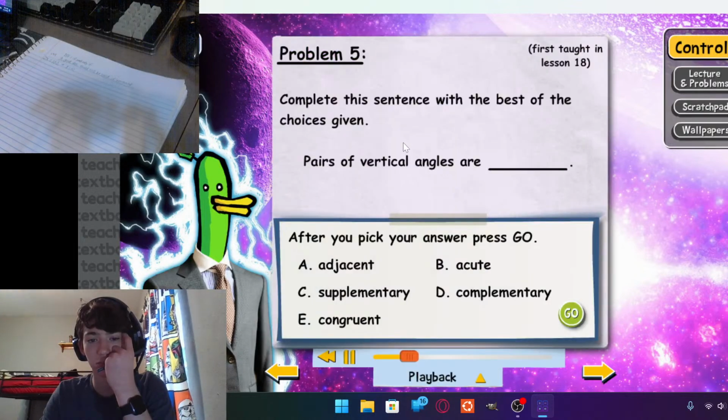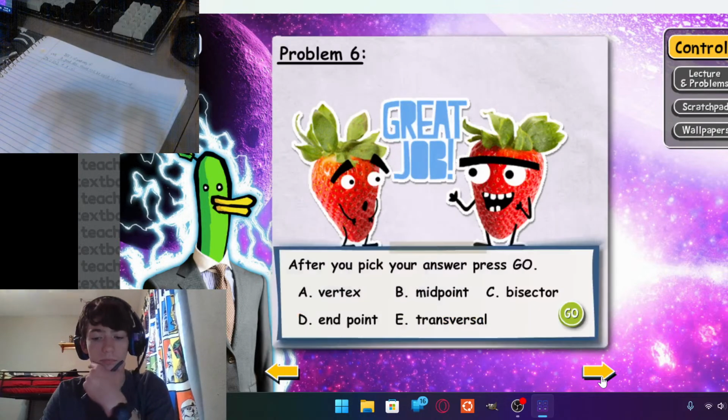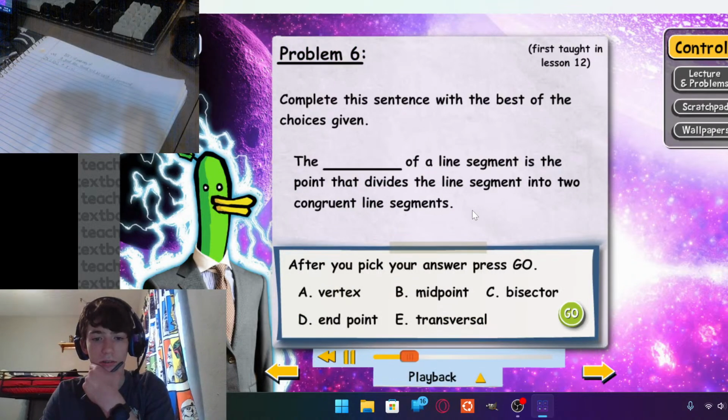You need to complete this sentence with the best of the choices. Pairs of vertical angles, yes. All right. You need to complete this sentence with the best of the choices given. The blank of a line segment is the point that divides the line segment into two congruent line segments.